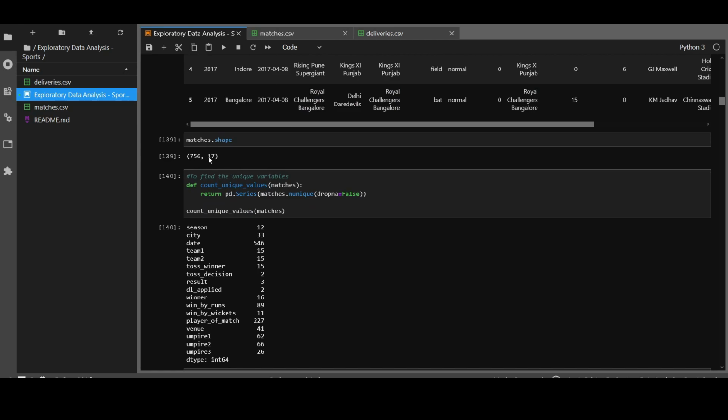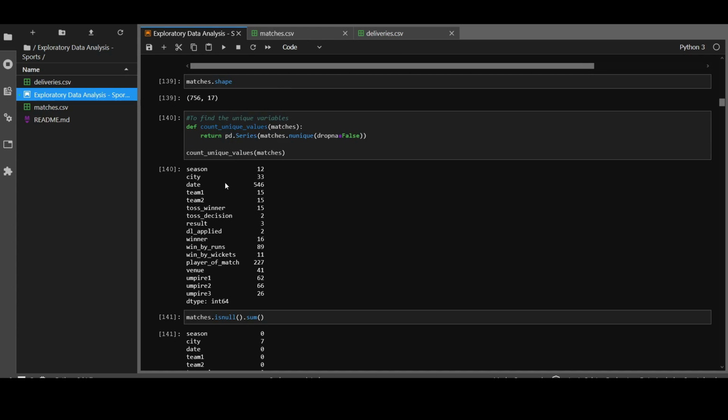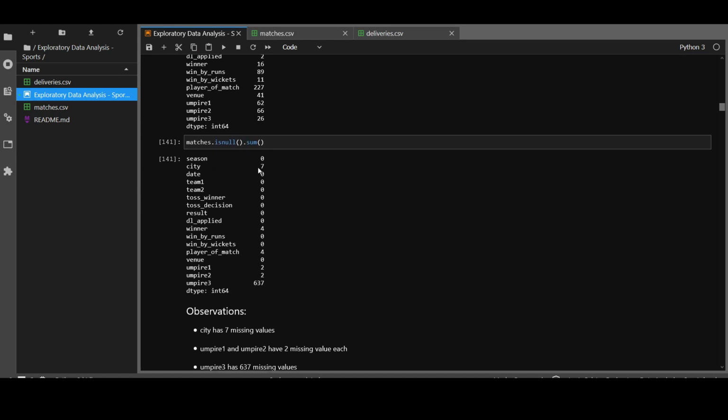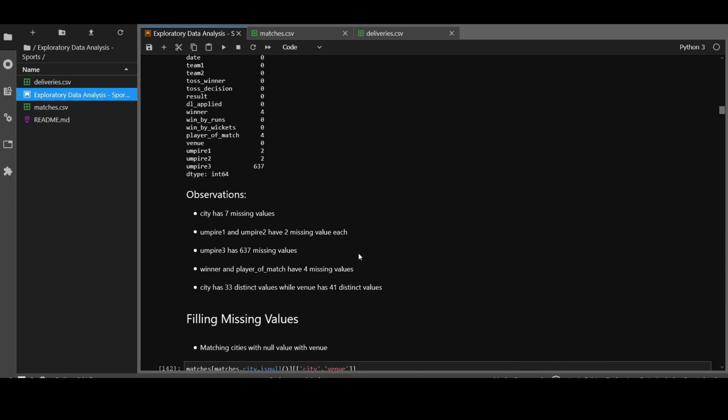This is the shape, the rows and columns of matches. These are the unique values. Season has 12 unique values, city has 33, and so on. These are the numbers of null values. City has 7 null values, winner has 4, player of the match has 4, umpire 1 has 2, umpire 2 has 2, and umpire 3 has a lot of null values, 637. These are the observations.